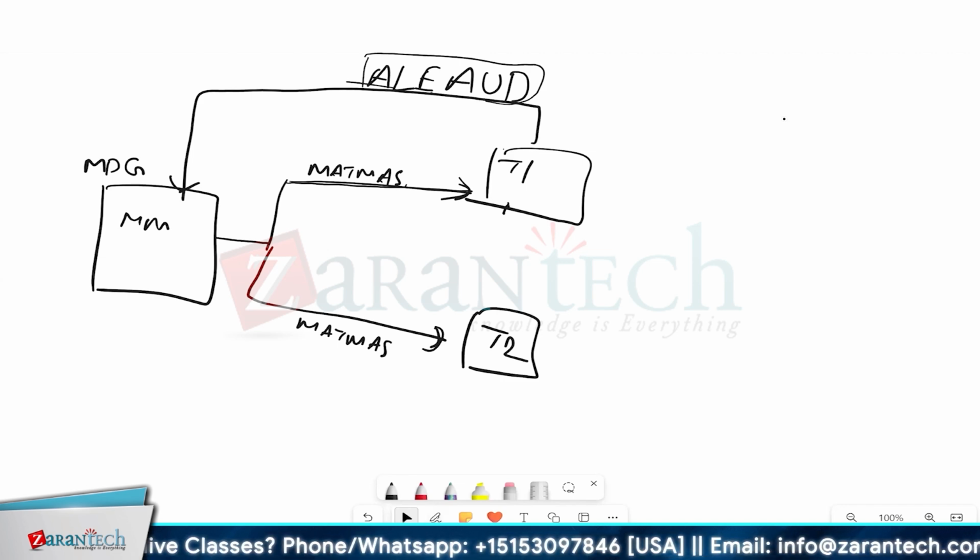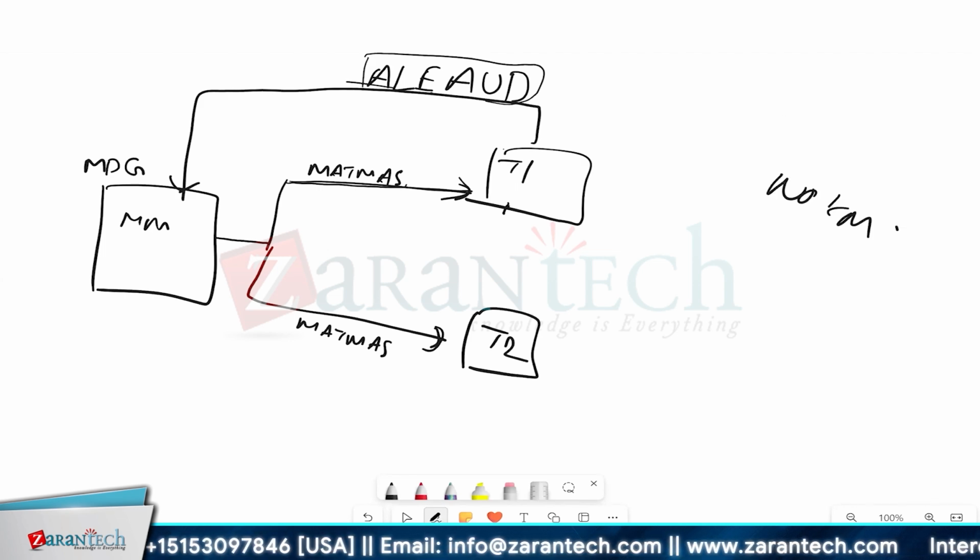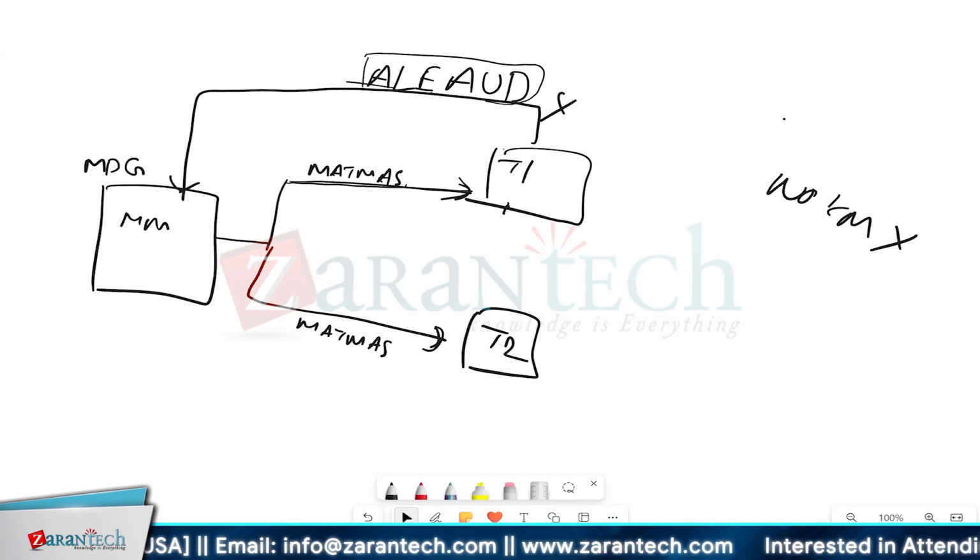Another thing is that the acknowledgement depends on the client, whether it is mandatory or optional. If there is no key mapping, then only this MATMAS outbound IDOC is enough and this is not required. But if key mapping is there, how do I know the number that got generated in the target system? The target system has to send me back a signal that this is the material number. So MDG is using this ALEAUD as an acknowledgement.